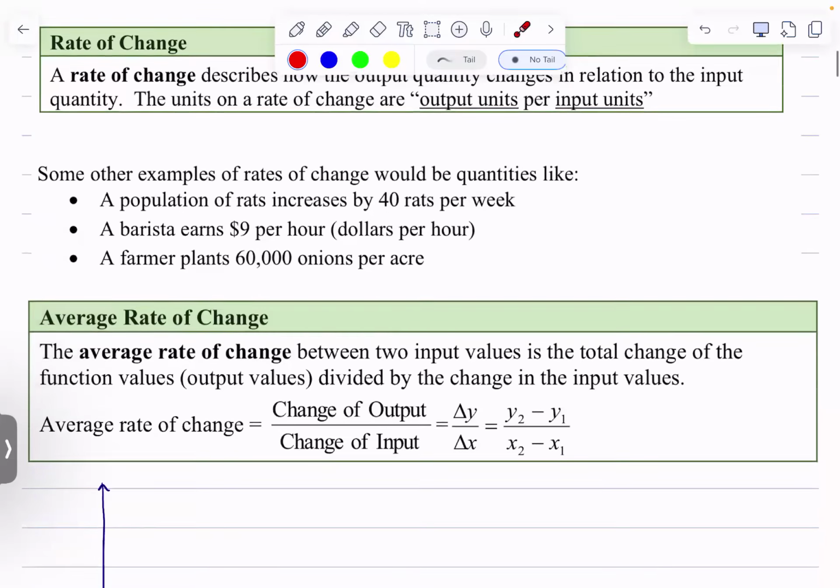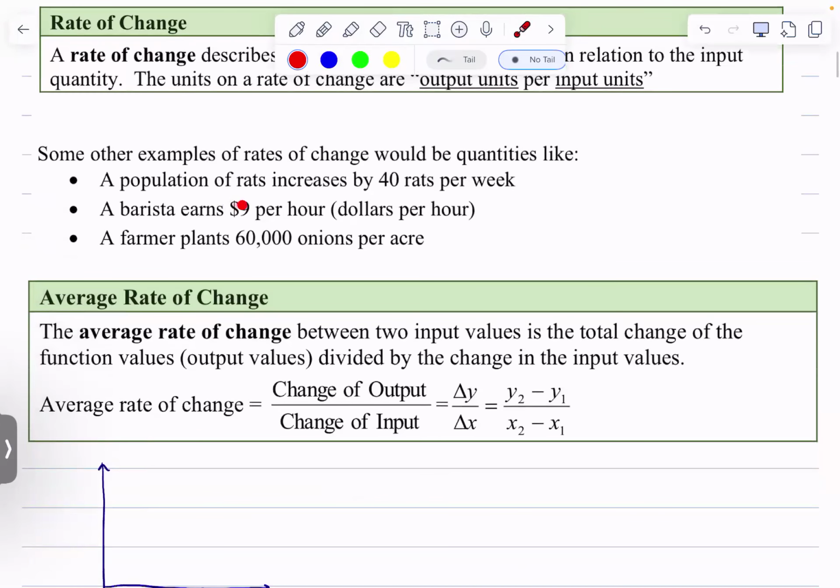So rates of change can look like a population of rats increases by 40 rats per week. I really, really don't like rats, but I'm fascinated by them.